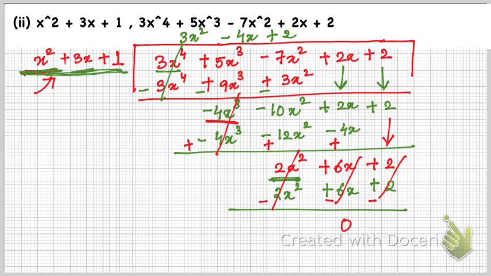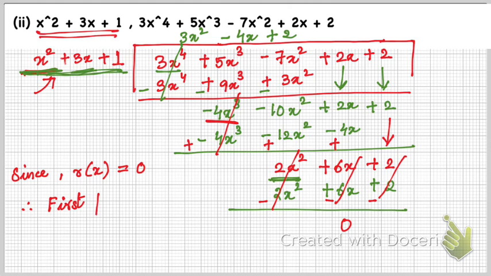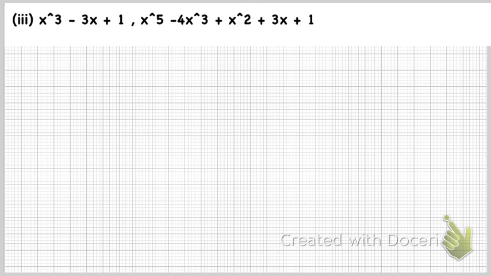So again what we will write here, since Rx, the remainder polynomial, is equal to 0, therefore the first polynomial, that was this one, is a factor of the second polynomial, right? Moving on to the last question. Here also we will have to check in the same manner only.